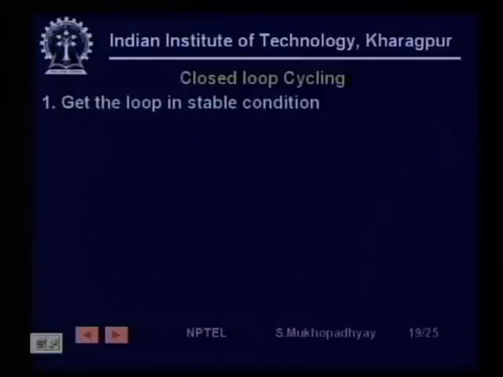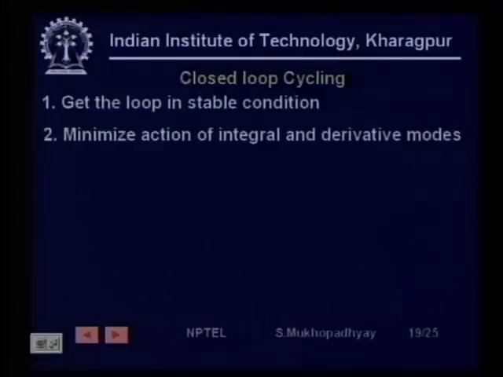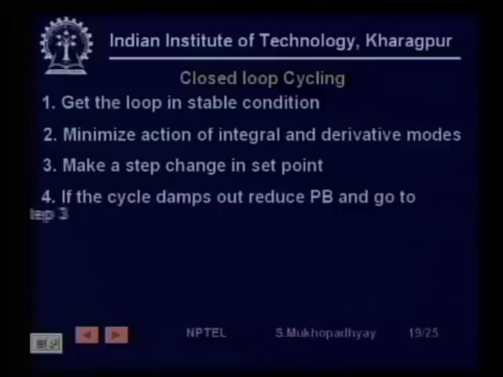So we need a closed loop procedure, and the closed loop procedure goes like this. It is essentially an iterative procedure, that is, it involves trial and error. First get the loop into a stable condition, probably the loop is already operating in a stable condition. Then minimize the action of integral and derivative modes, reduce those integral and derivative gains, and if necessary reduce the Kp also, so that the loop is stable.